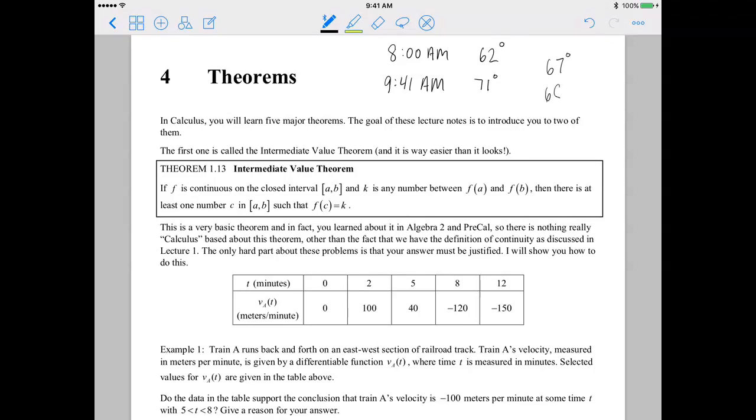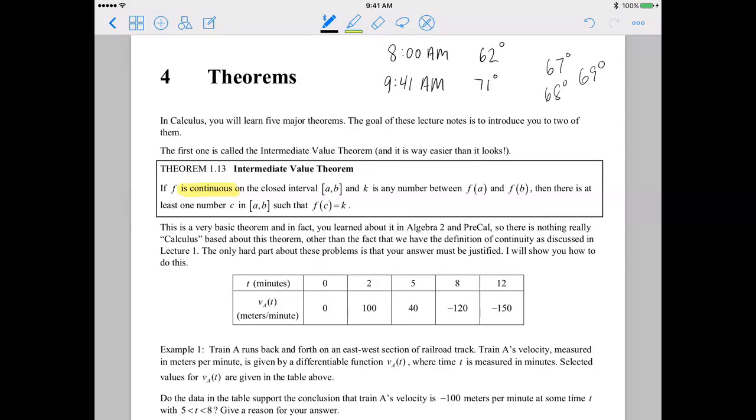It also had to be 68 degrees, it also had to be 69 degrees, and it had to be every temperature in between 62 degrees and 71 degrees. And the main reason for that is because temperature is a continuous function. Because temperature is continuous, it can't just jump around. You can't just go from 50 degrees one second to 75 degrees the next second. It had to go through every single degree in between whatever your 2 endpoint degrees are.